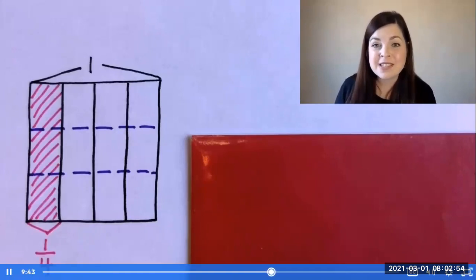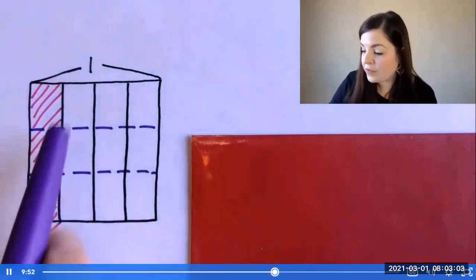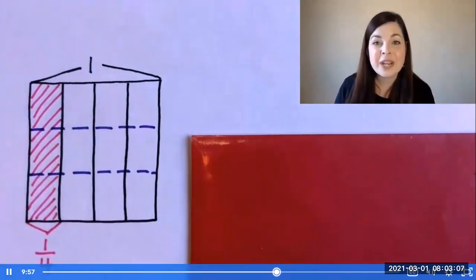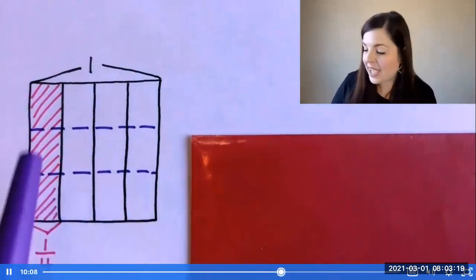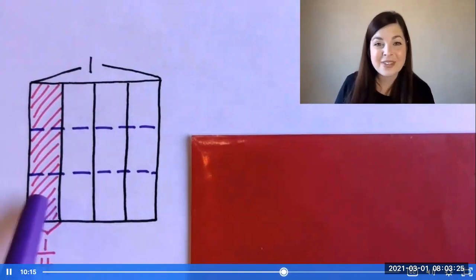What happened to the number of units in the whole? Well, we had 4 units in the whole, and now we have 12 units in the whole. The number of units in the whole tripled. We got 3 times as many units in the whole. What about the number of selected units? Well, we started with 1 selected unit. Now we have 3 selected units. So the number of selected units also tripled, or we got 3 times as many selected units.